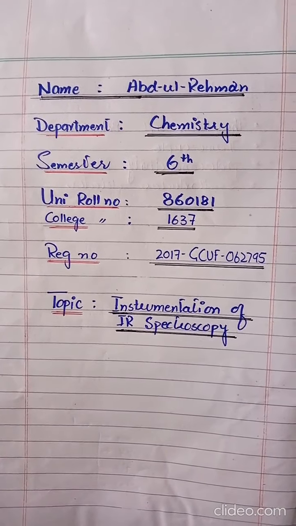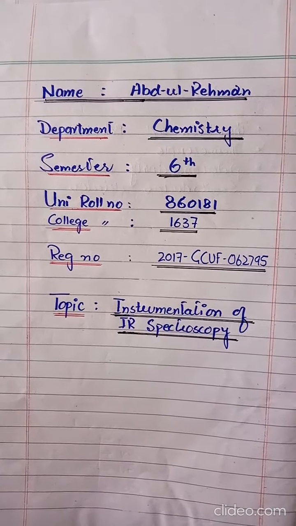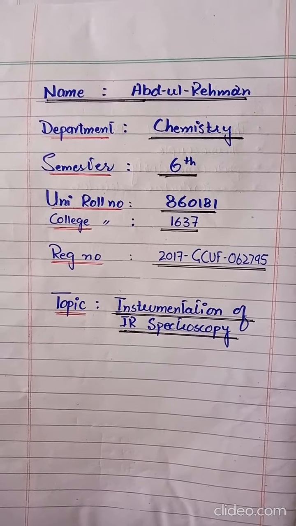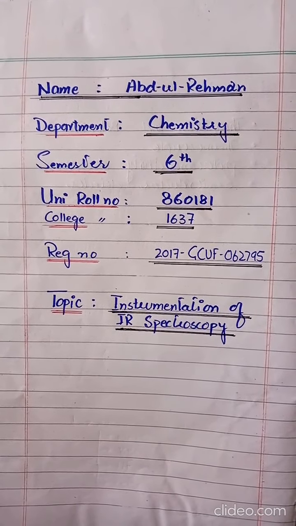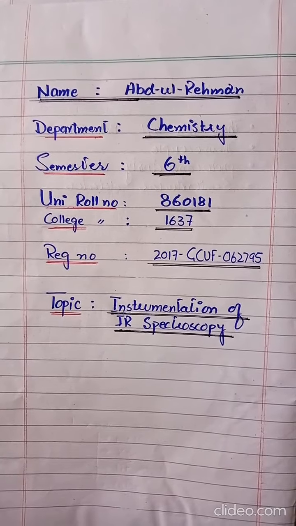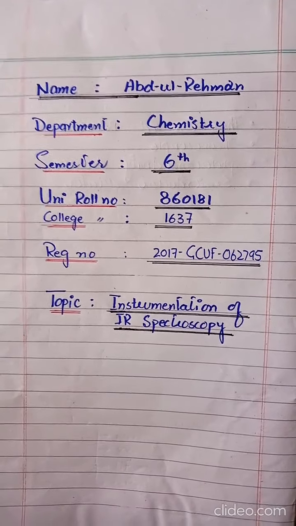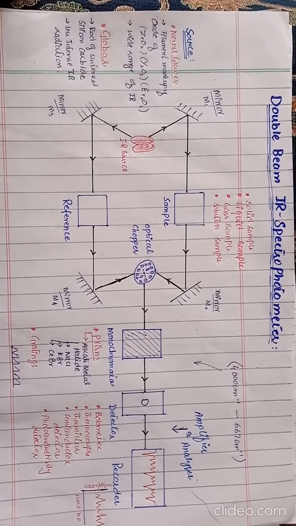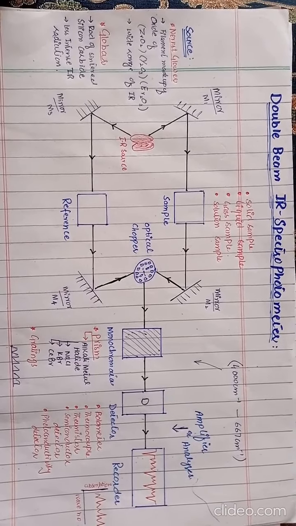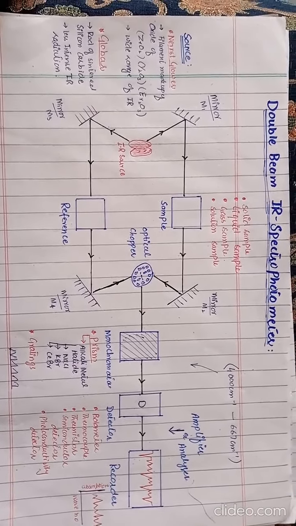Today the topic of my presentation is a brief introduction to the instrumentation of IR spectroscopy. In IR spectroscopy we will discuss the double beam IR spectrophotometer. This double beam IR spectrophotometer consists of many components.